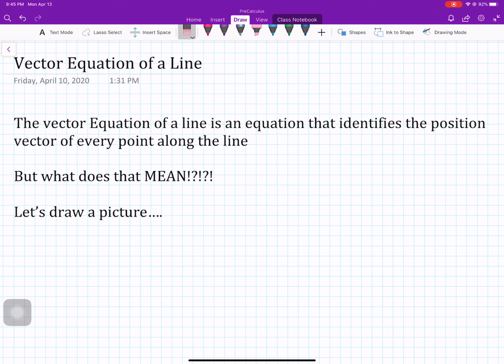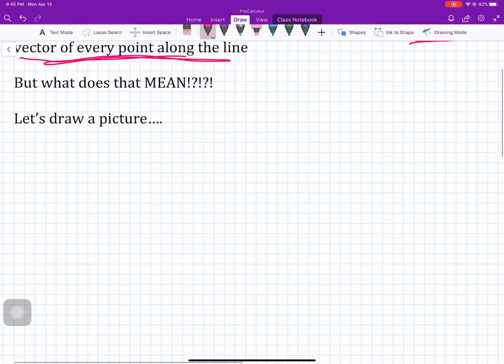Hello, today we're going to talk about vector equation of a line. The vector equation of a line is an equation that identifies the position vector of every point on the line, which is kind of difficult to really understand what it's talking about because it's a very mathy definition. So let's draw a picture of what's happening.